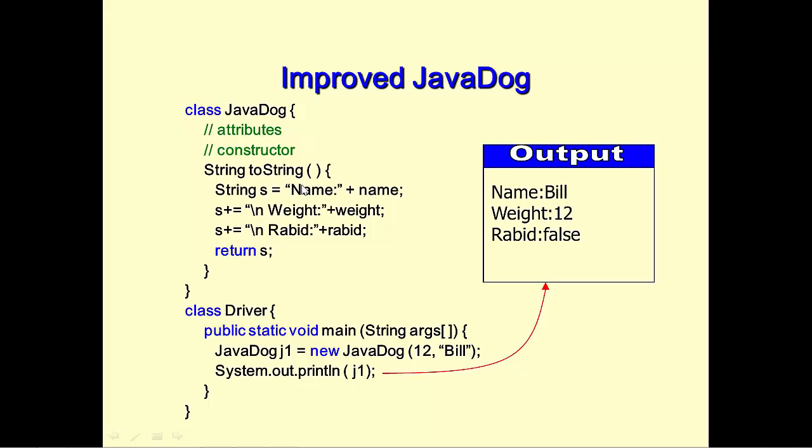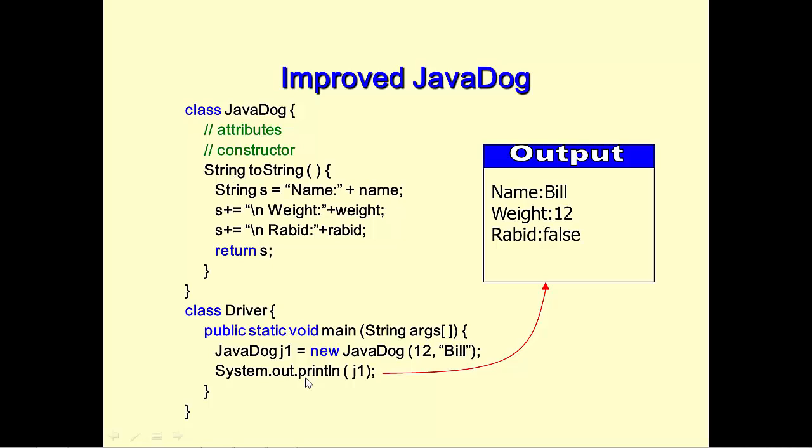And then what we do on the inside of toString is to construct a string that represents what this thing should look like if it's ever printed. In this case, we'll create a string called s, and we'll say that the name is whatever the dog's name is, and then we'll add in additional strings that print out the weight, and the same thing is true for rabbit. And then notice what we do as the last statement. We return that string because we said we would return a String right here in toString.